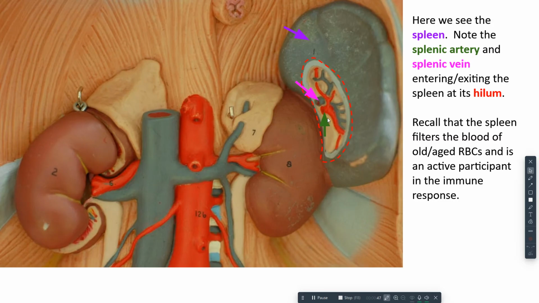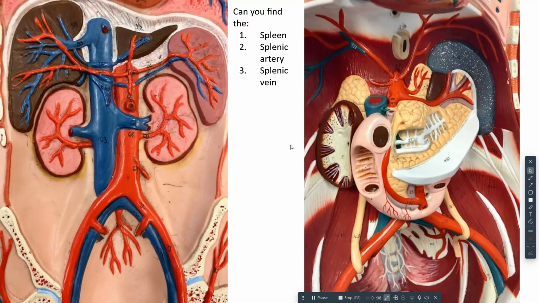So notice that the spleen has this indented area called the hilum. And at that hilum, we got the splenic artery going in. We got the splenic vein going out. So that's our spleen's gross anatomy, pretty quick, pretty straightforward. You should be able to find the spleen in both of these models, and the splenic artery and the splenic vein. So go ahead and pause that video if you need to. Find those three things.